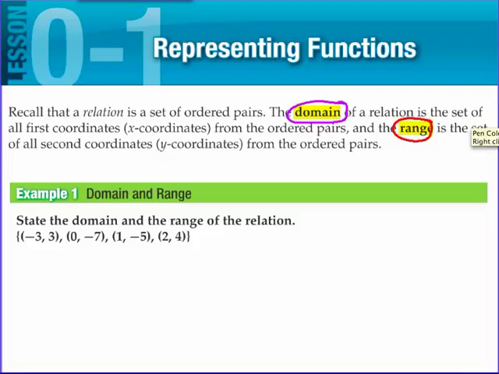So if we look at this first example, it says state the domain and the range of the relation. Basically, all I've got to do is find what the domain is. And I've got some special notation that I'm going to use when I write this. I'm going to use D to represent domain, and I'm going to use R to represent range. I'm going to use set notation.